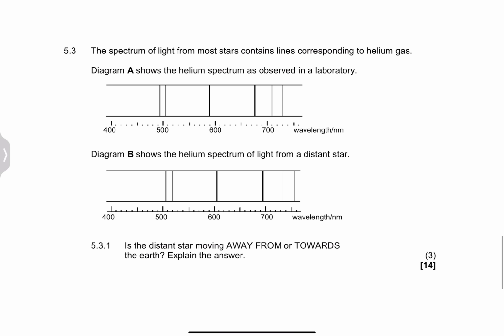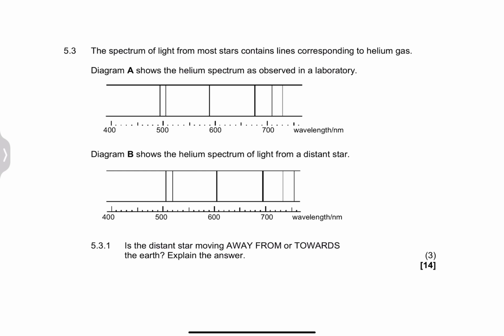Right, so let's move on to the next one. They say the spectrum of light from most stars contains lines corresponding to helium gas. Diagram A shows the helium spectrum as observed in the laboratory. So this is on Earth, right? And then diagram B shows the helium spectrum of light from a distant star.